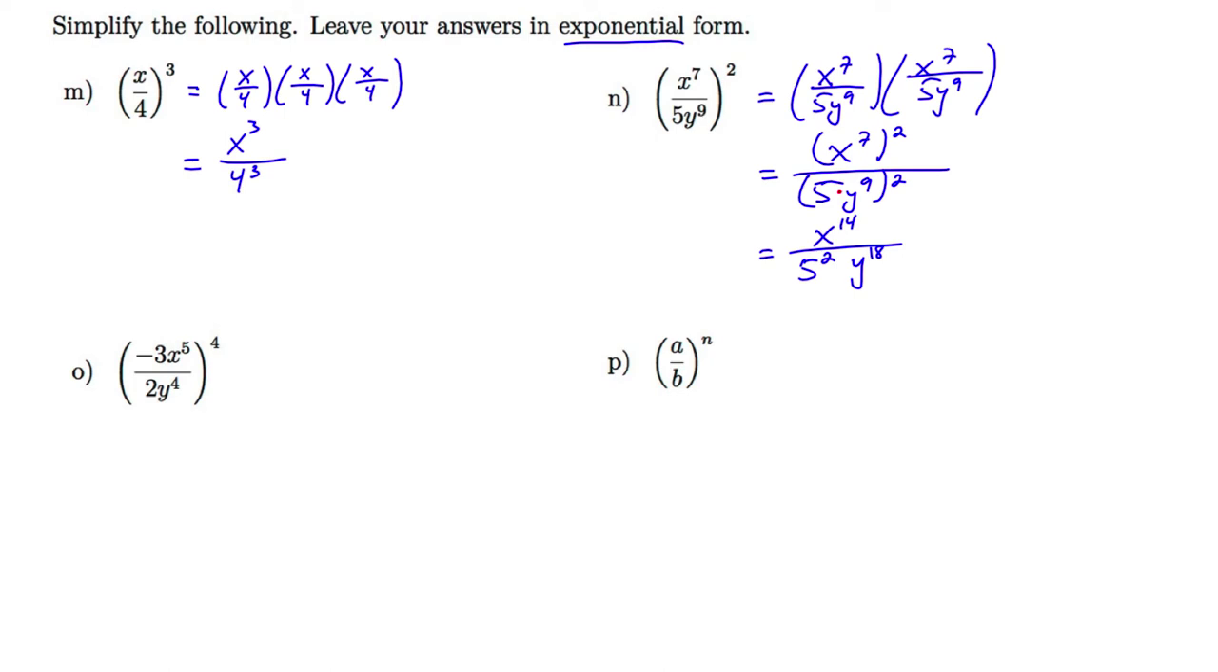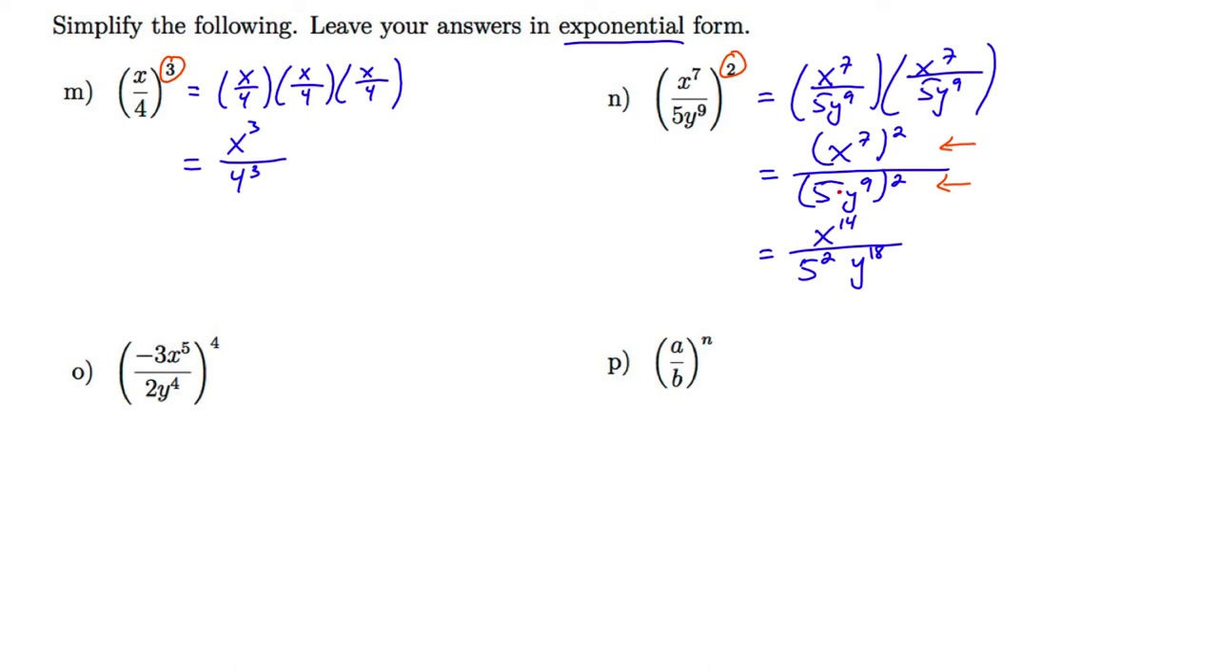What we're looking for in these two examples is a common pattern, and what we've seen in both of them is that this outer exponent of 3 from M ended up being applied to the numerator and denominator independently, and same thing on part N. The exponent of 2 on the outside was separately applied to the numerator and the entire denominator. We were able to clean it up or simplify it a bit further in part N, but the same basic rule is happening in both situations, which brings us to part P.